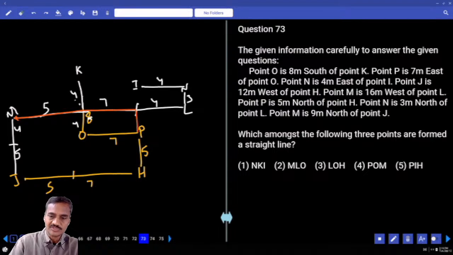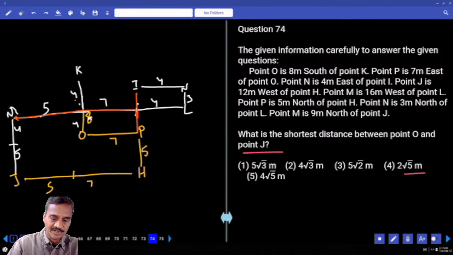And which among the following 3 are in a straight line? Which 3 are in a straight line here? I, P and H are in a straight line. I, P and H, and it is choice 5, question number 73. And 73, choice 5. What is the shortest distance between O and J?